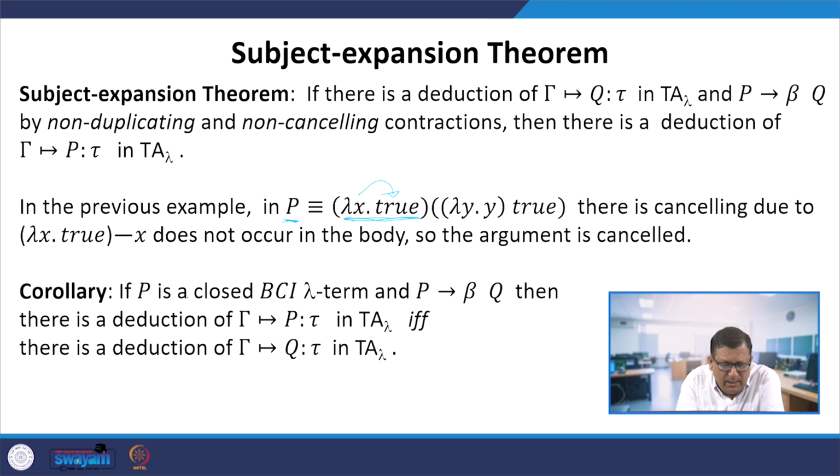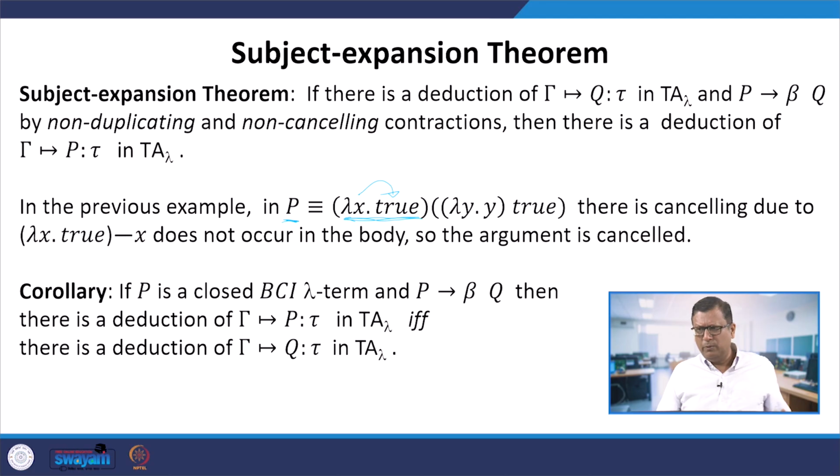That means if p is a closed BCI lambda term and there is a beta reduction from p to q, then there is a deduction of p of the same type tau. P will have the same type as that of q if and only if there is a deduction of q. If there is a deduction of q, there will be a deduction of p as well with the same type tau. This is what we are getting from this theorem.